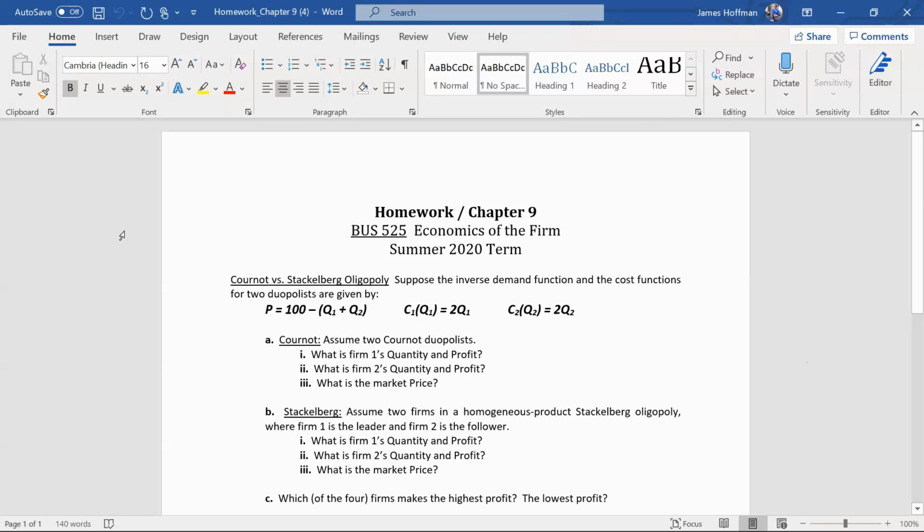Okay, so here we go. This is for chapter 9, the homework assignment. This is something similar to what we just did, so you can use the notes, solutions and examples I gave you as a roadmap. The homework for chapter 9 is due at the next meeting, which is in 2 weeks. All you're going to do is a Cournot versus Stackelberg analysis. You're given a demand function and a cost function for the two firms.